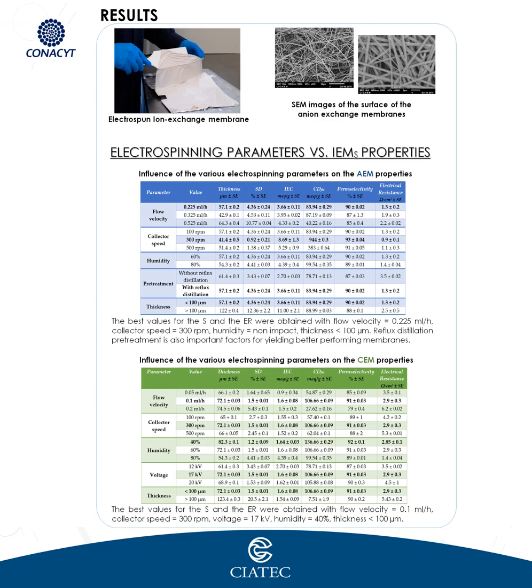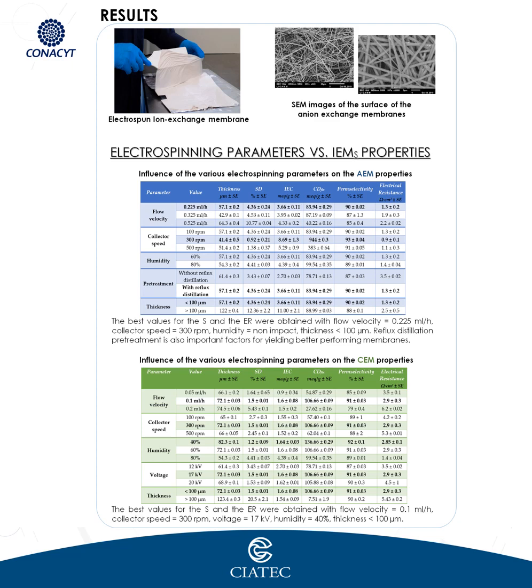On the other hand, for cation exchange membrane, the best value for the permselectivity and electrical resistance were obtained with flow velocity of 0.1 ml/h, collector speed of 300 rpm, voltage 17 kV, humidity of 40%, and thickness below 100 microns.